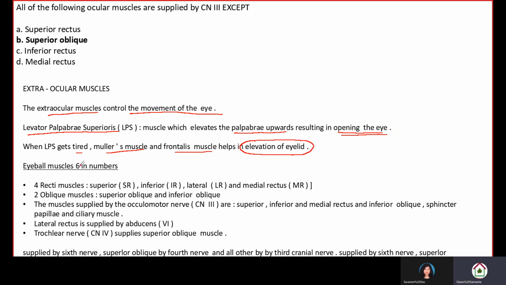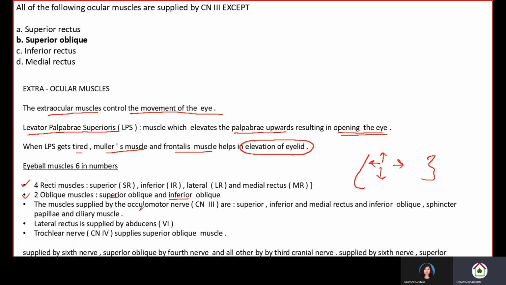So the eyeball has 6 muscles in total: 4 recti muscles and 2 oblique muscles. The 4 recti are superior, inferior, medial, meaning towards the nose, and lateral, towards the ear. And the 2 oblique muscles are superior oblique and inferior oblique.